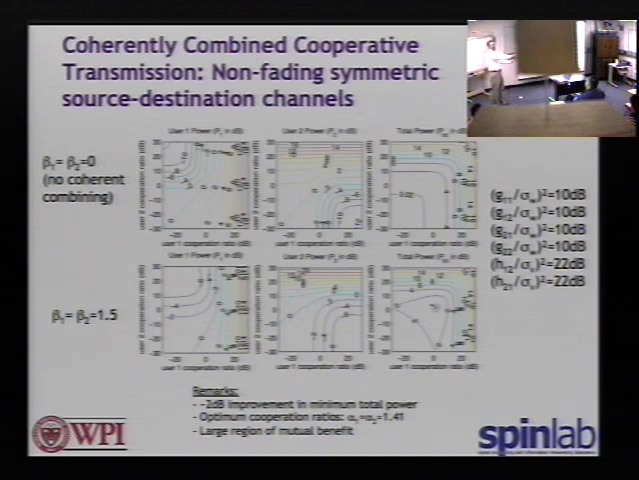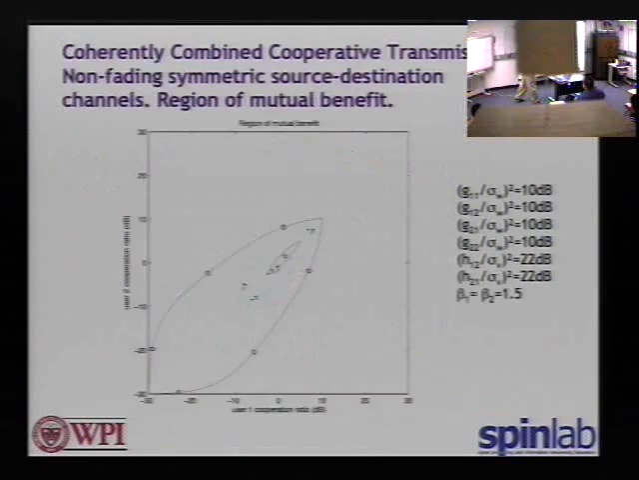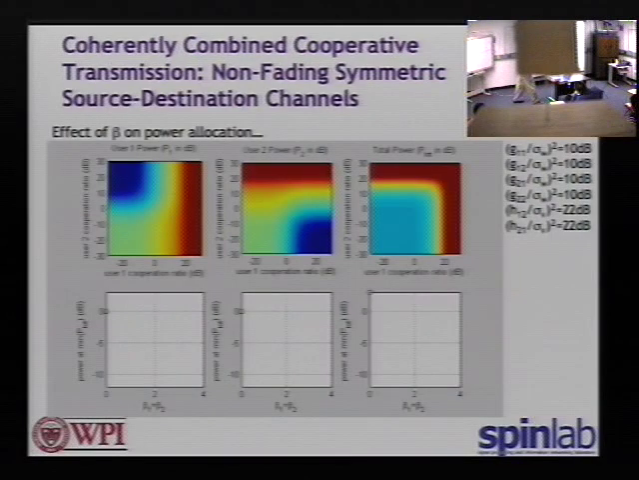So if I put roughly 1.5 times as much amplitude into the second interval as I do into the first interval, I get about a 2 dB improvement in minimum total power. Okay. There's a big region of mutual benefit, just like the other slide. I'll skip that. And I have a movie here, actually.